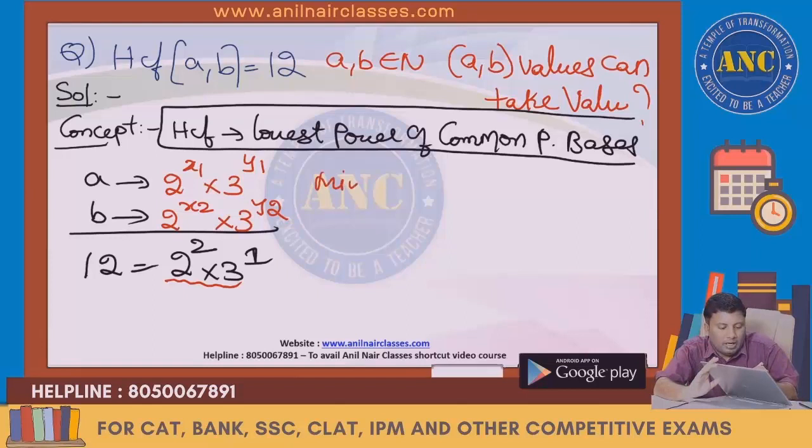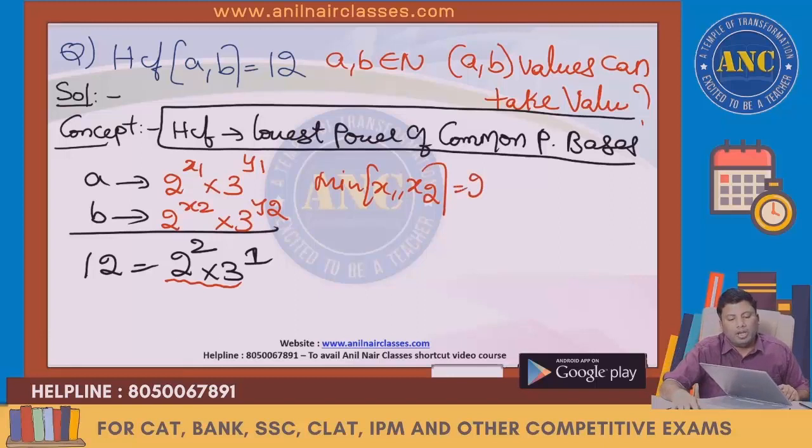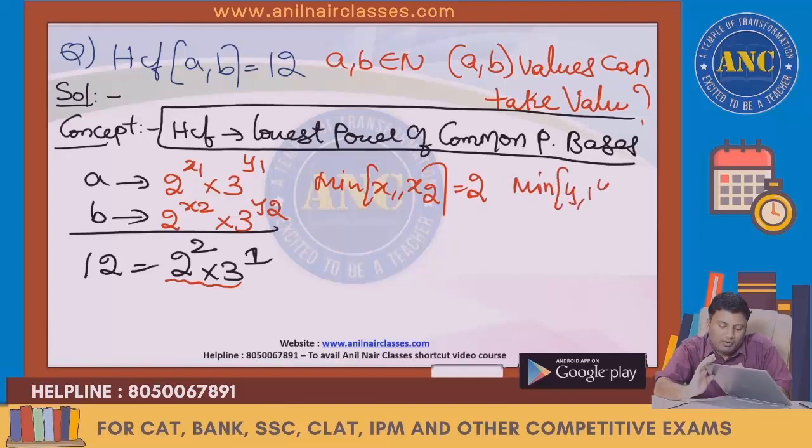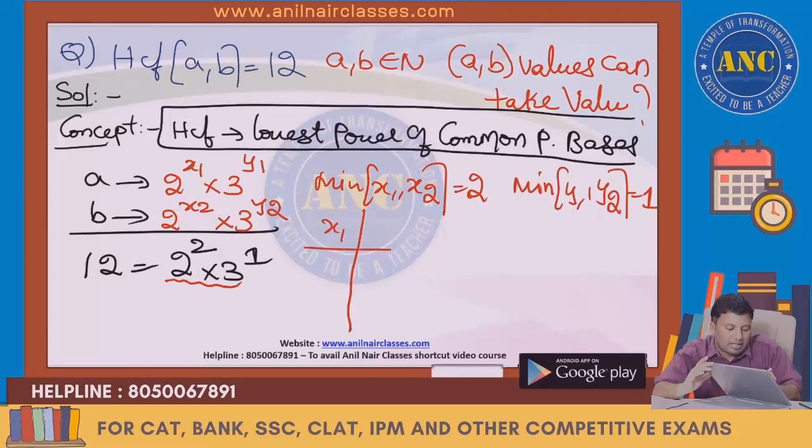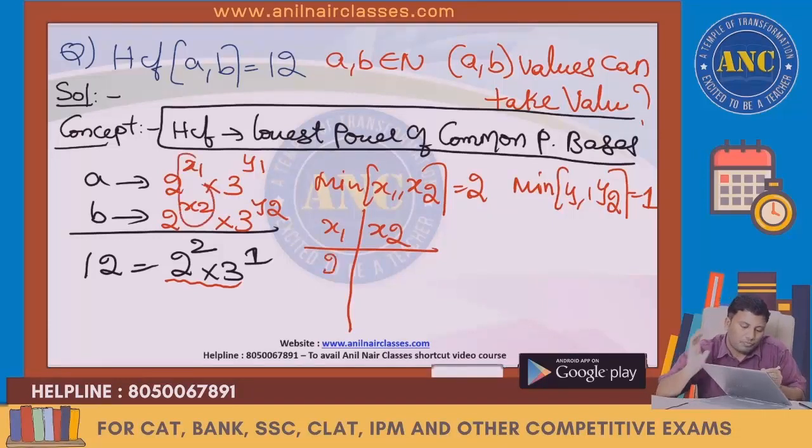Lowest power: minimum of x1 and x2 is nothing but 2. Minimum of y1 and y2 is nothing but 1. Most of the students will solve like this. But what is the minimum? Minimum of x1 and x2 should be 2. So here it is 2. Am I right? So here, 2 square into 3 power 1.